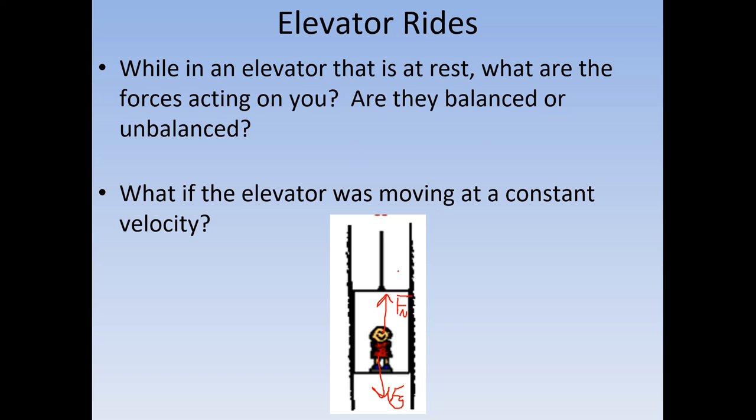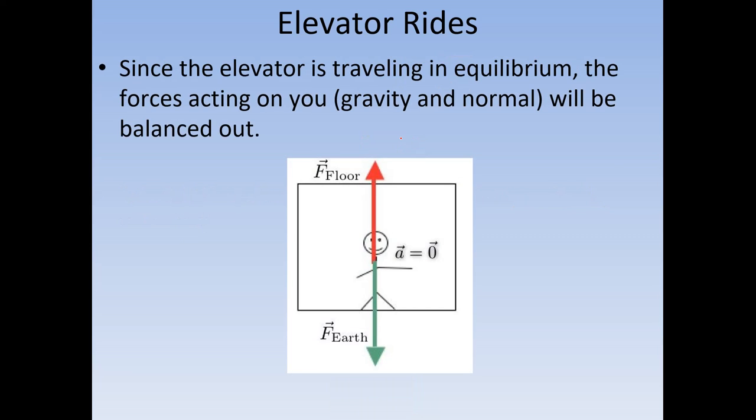Now, are they balanced or unbalanced? Well, since I am at rest, not only am I at rest within the elevator, but the elevator as well, I know that these two forces have to be balanced because of Newton's first law. Similarly, for this next one, where we're moving at a constant velocity, that's another example of being in equilibrium. So my normal force should equal my gravitational force again. So that's it.